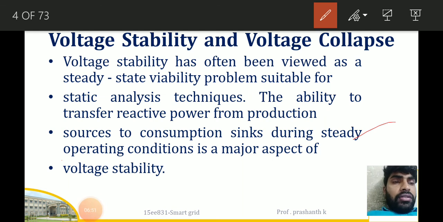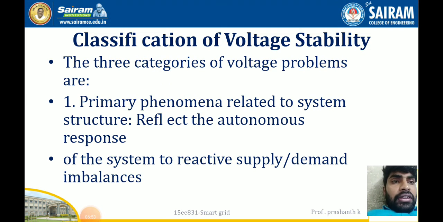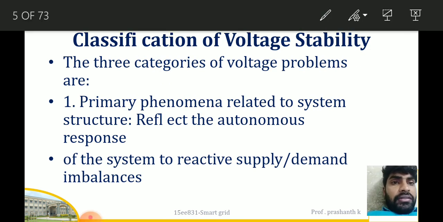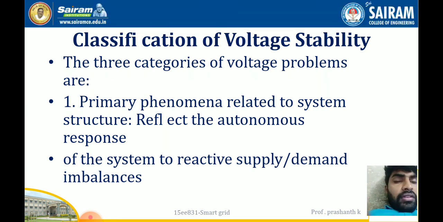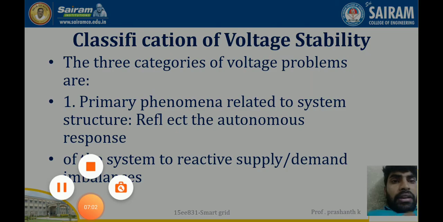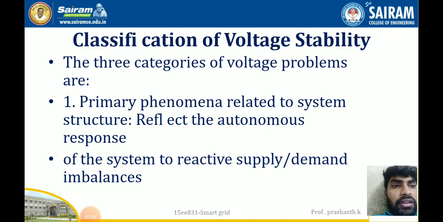And also we have the classification of voltage stability. There are three categories of voltage problems. The first one is the primary phenomena related to the structure, reflecting the autonomous response of the system to reactive supply and demand imbalance. So this is the first classification of voltage stability: reactive supply and demand imbalances.